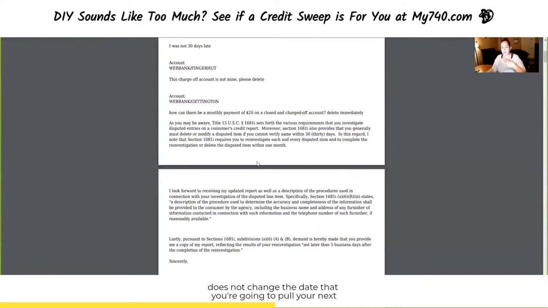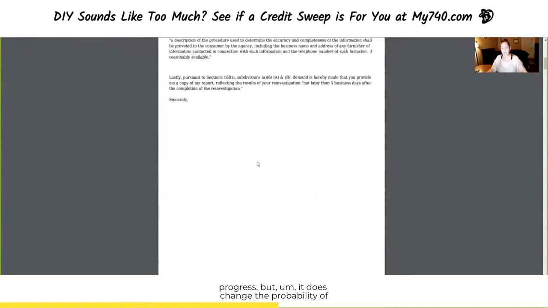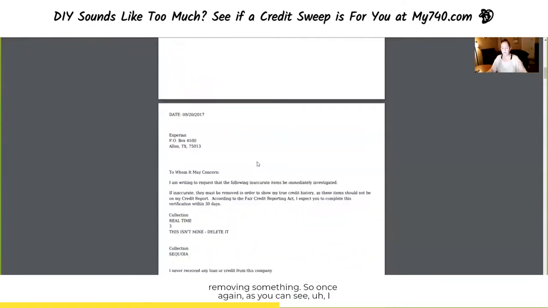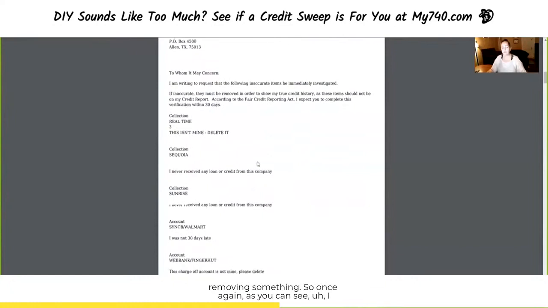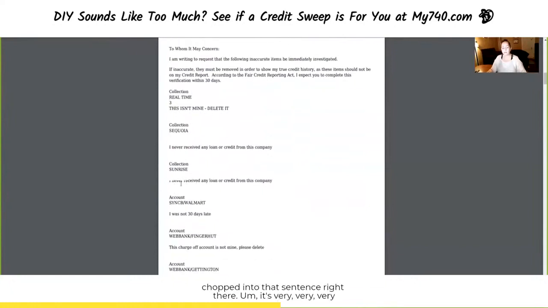That does not change the date that you're going to pull your next credit report to see what's been deleted and what's still in progress, but it does change the probability of removing something. So once again, as you can see, it's very, very simple.